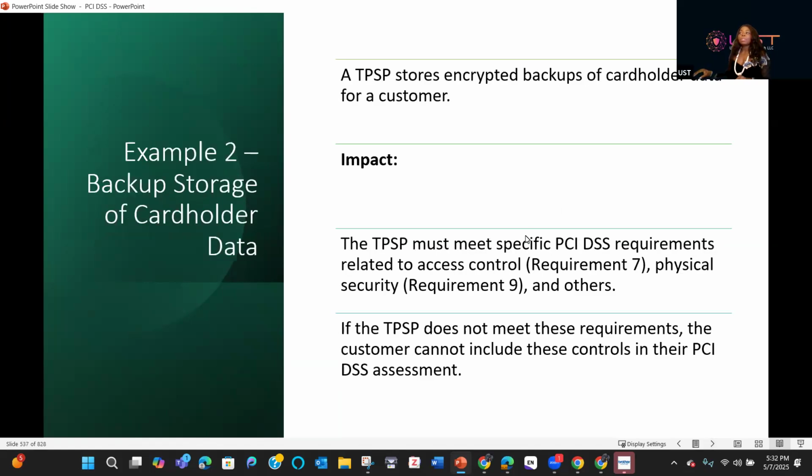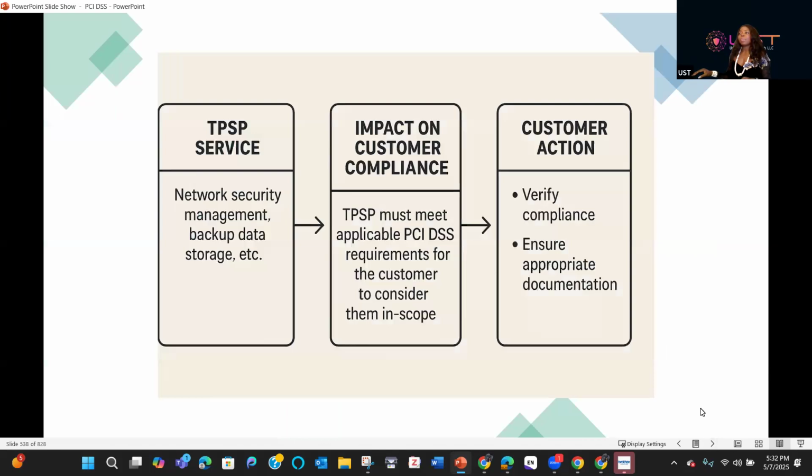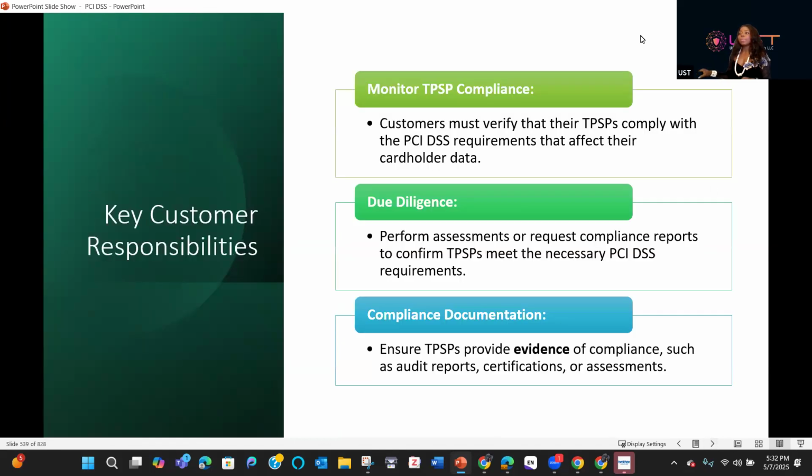So a third-party service provider stores encrypted backups of cardholder data for a customer. What will be the impact? First, the third-party service provider must meet specific PCI DSS requirements related to access control as requirement 7, physical security requirement 9, and others. So if the third-party vendor provider does not meet the requirements, then the customer cannot include those controls in the PCI DSS assessment as well. And that literally covers all what we've been discussing.